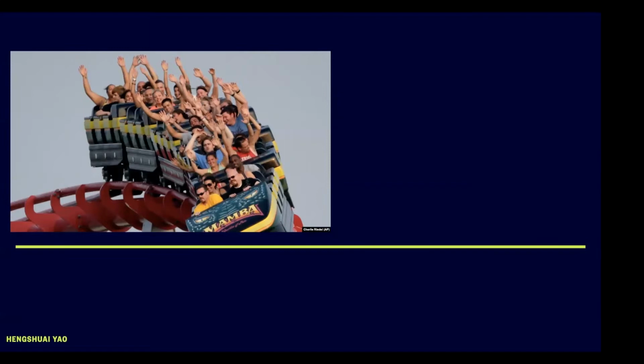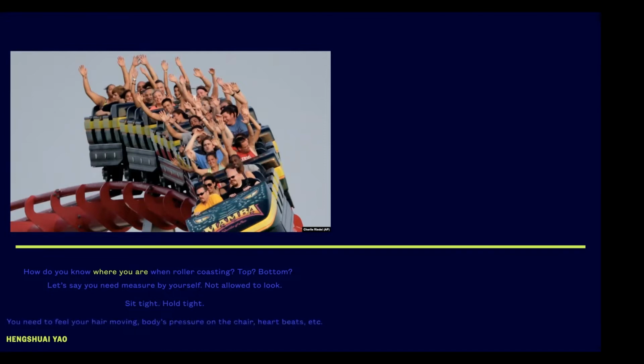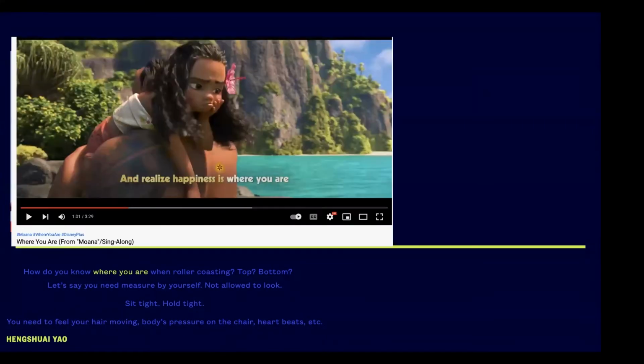So how do you know where you are when roller coasting? Suppose you are not allowed to look. Are you at the bottom or are you at the top? Suppose you need to measure it yourself. Nobody tells you, and you are not allowed to look. You sit tight and hold tight. Of course, you're going to take a few measurements: hair movements, body pressure on the chair, things like this. It appears that measuring where you are is also important for our life.